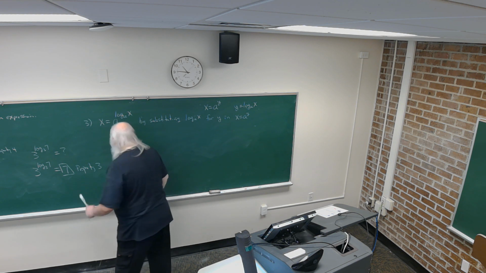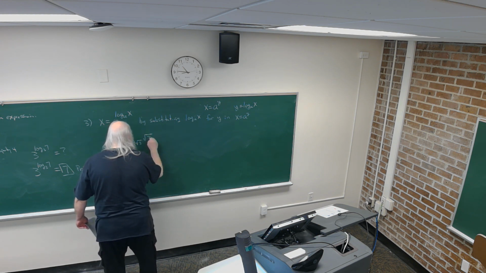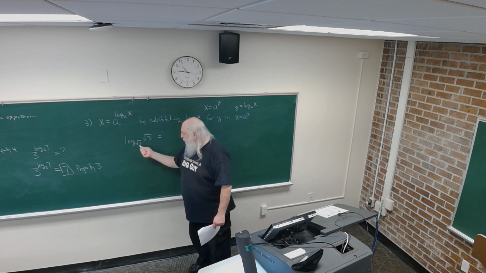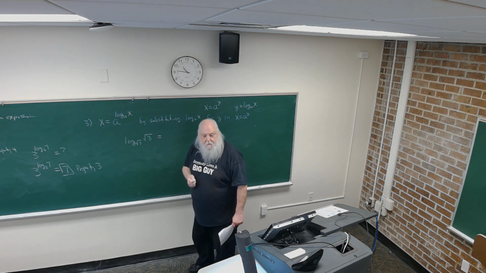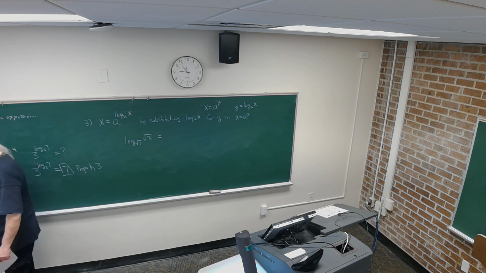And then we have log base square root of 3 of square root of 3. What's that equal to? Well, that looks a lot like property 2, doesn't it? With a replaced with square root of 3. So log base square root of 3 of square root of 3 is just equal to 1.